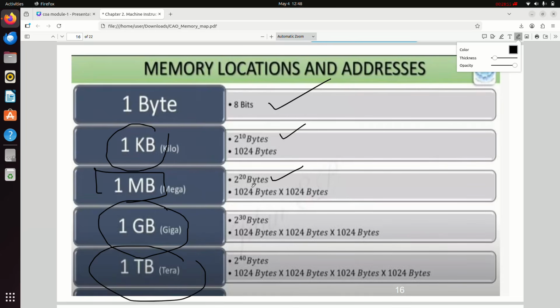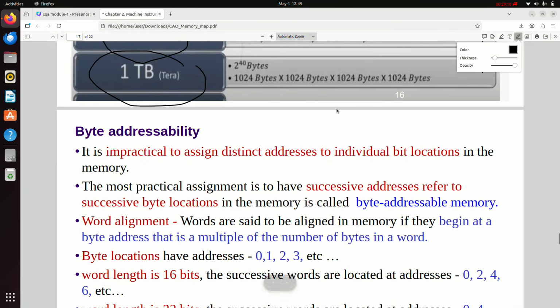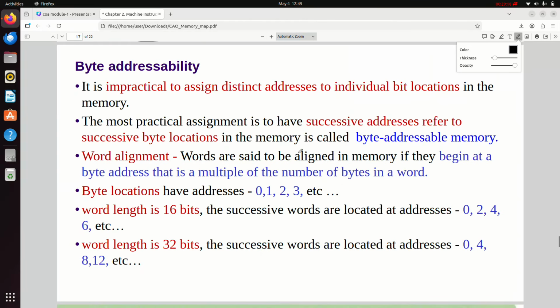So 1 byte is 8 bits. 1 kilobyte I can write in byte format as 2 raised to 10. 1 megabyte is 2 raised to 20. 1 gigabyte is 2 raised to 30. And 1 terabyte is 2 raised to 40. Fine, so you have to know this. This is very important. Now you have to talk about byte addressability.